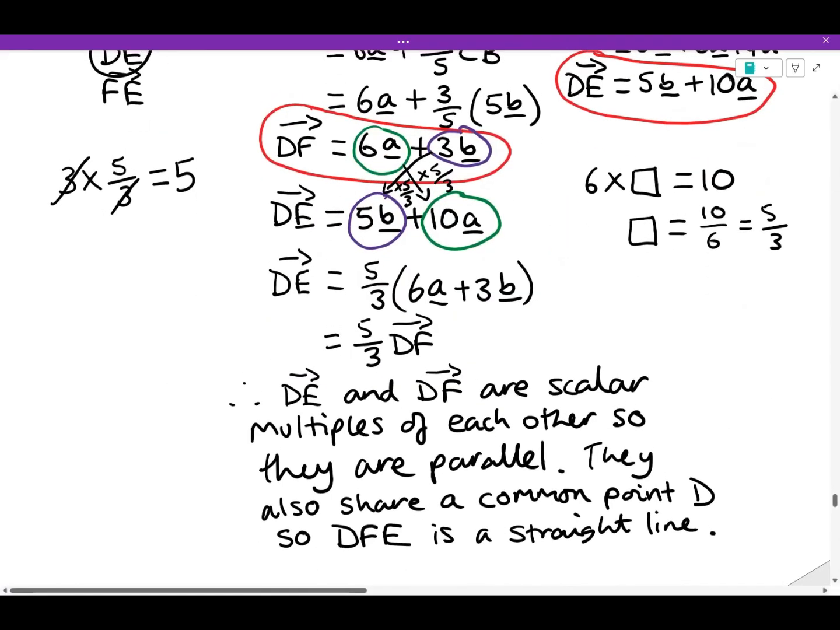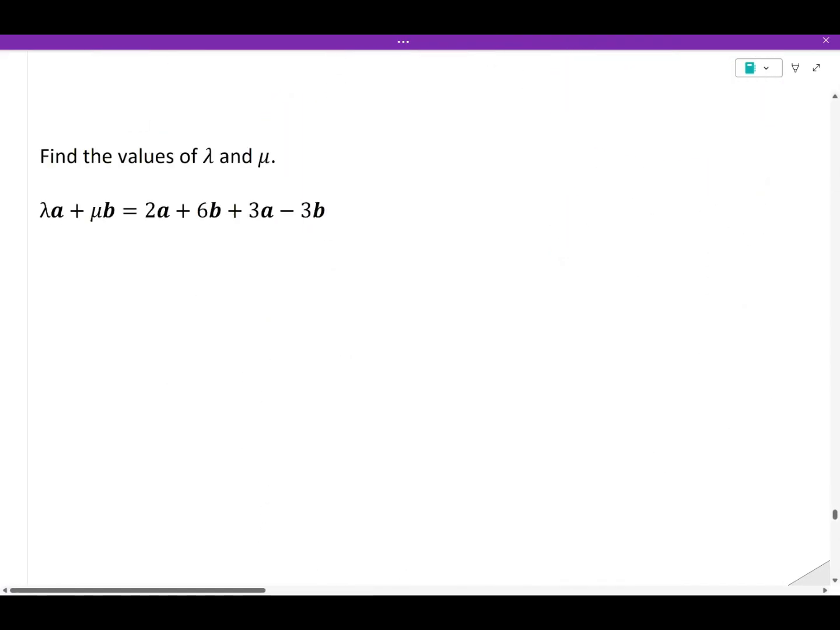We're now going to build up to answering the toughest type of vectors question you can get at GCSE. So let's have a look at this one here. So it says find the values of lambda and mu. So just in case you're not familiar with these symbols, you don't have to be familiar with them. This is lambda and this is mu. Okay, these are Greek letters of the alphabet.